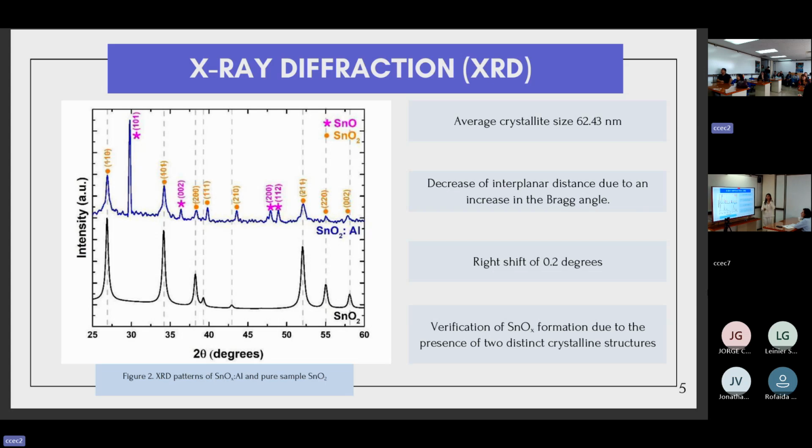Then we have the X-ray diffraction, which shows that our crystalline size was about 60.4 nanometers. In this case, our image shows the comparison of the tin oxide nanostructures and only the pure tin oxide. This means a decrease of the interplanar distance due to an increase in the Bragg angle. And also in the principal peaks, there is a shift of 0.2 degrees to the right. So it was a verification of the tin oxide nanoparticles formation.